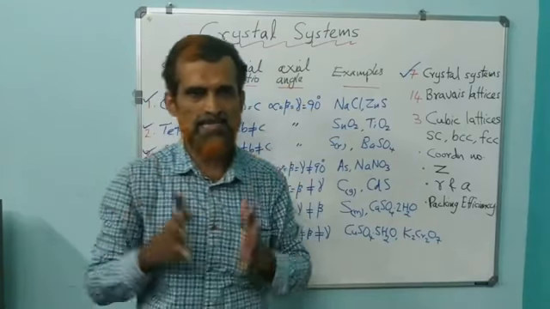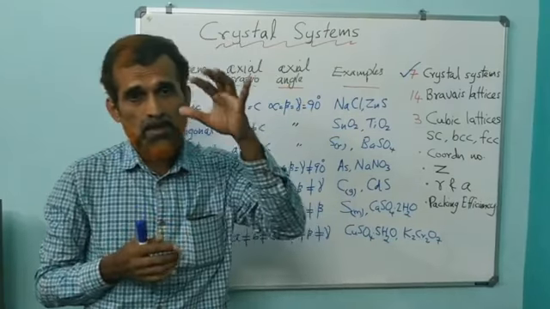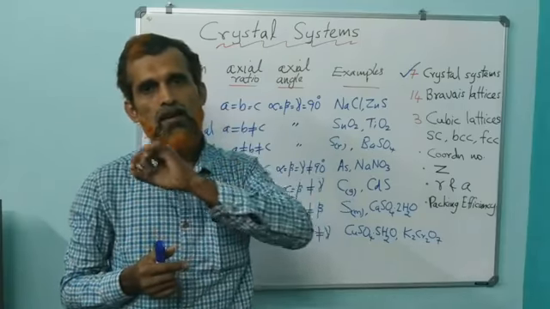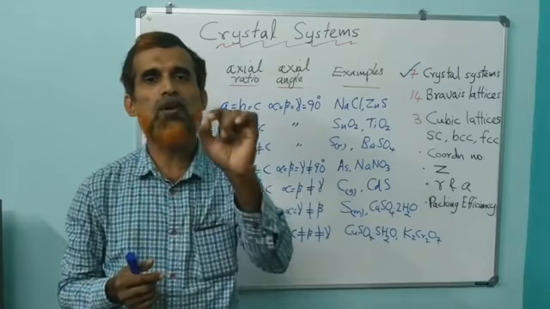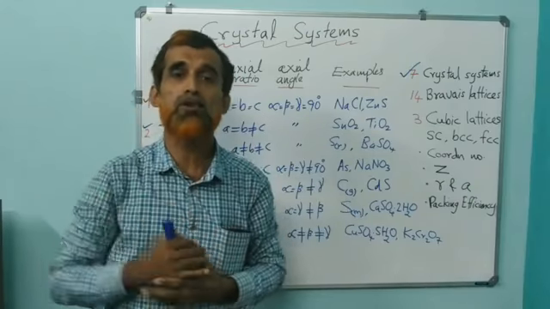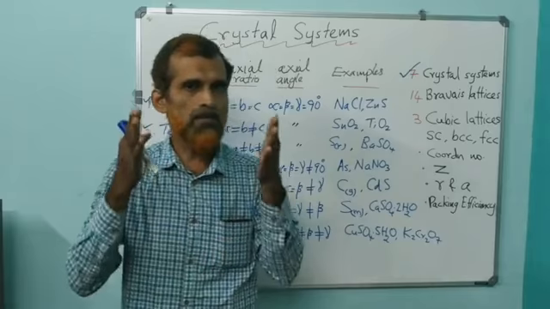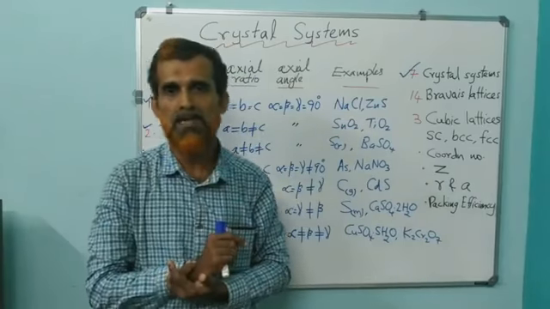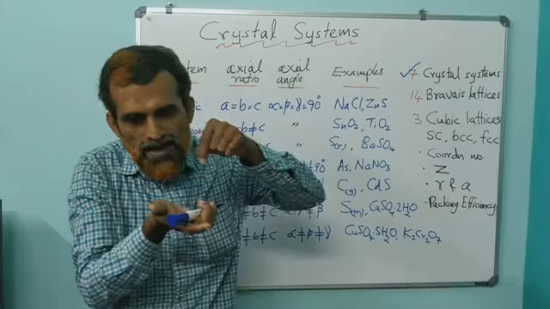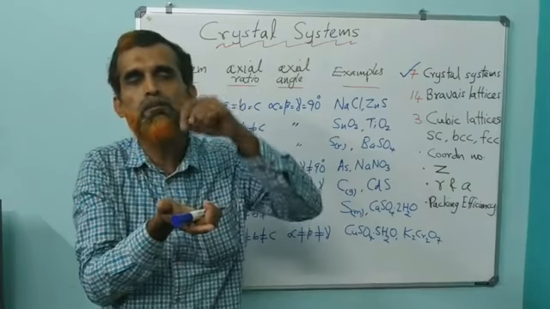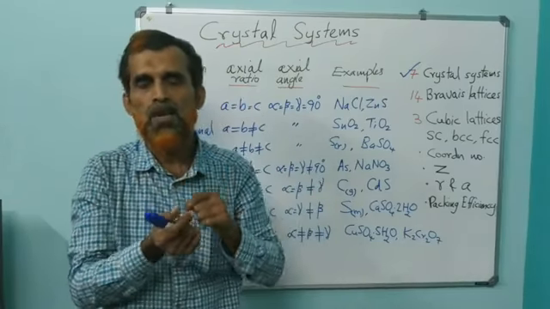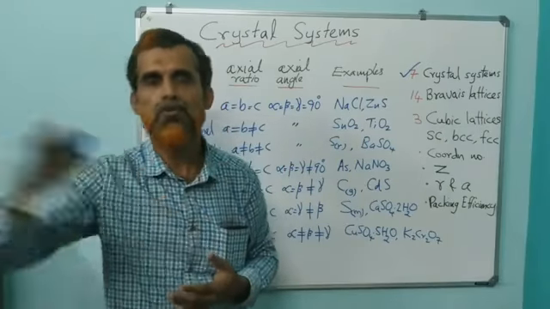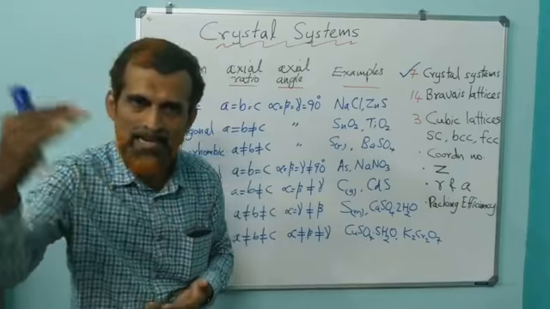A lattice is characterized by the number of neighbors around each particle, which will remain the same. That's called the coordination number. That is the peculiarity of a lattice. A lattice is characterized by the coordination number. That means the number of immediate neighbors around each point, each particle, remains the same throughout the crystal, throughout the lattice. That is the regularity of arrangement.